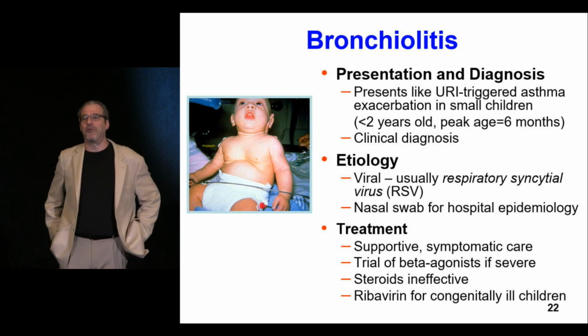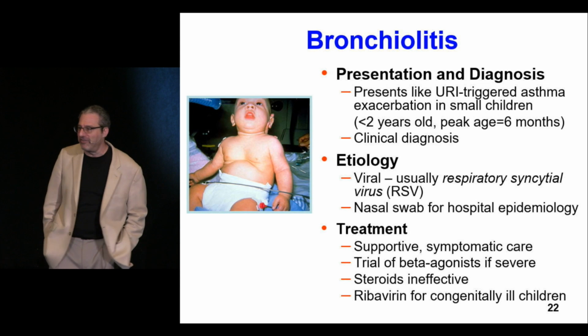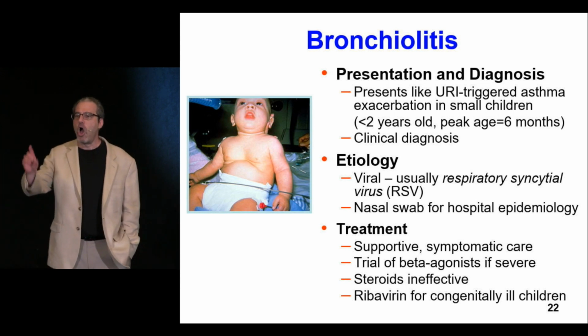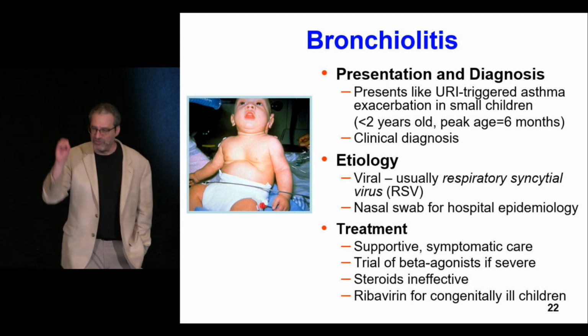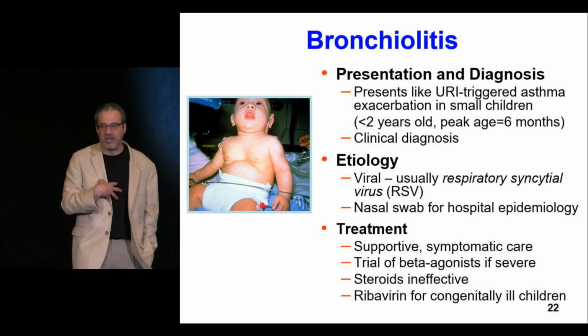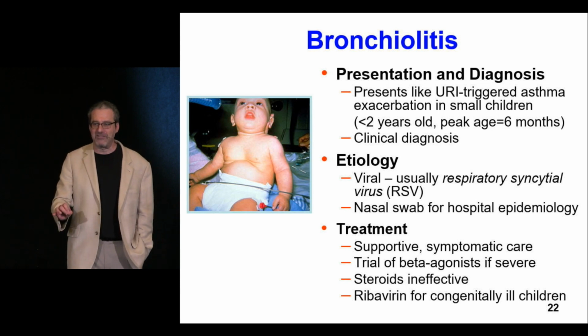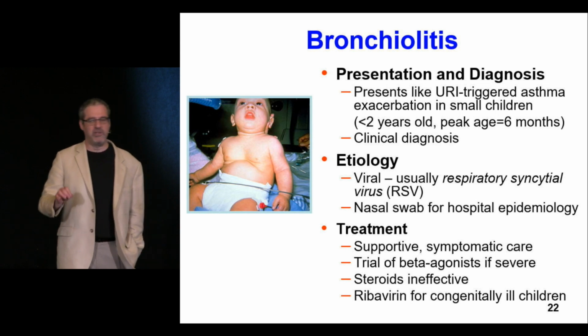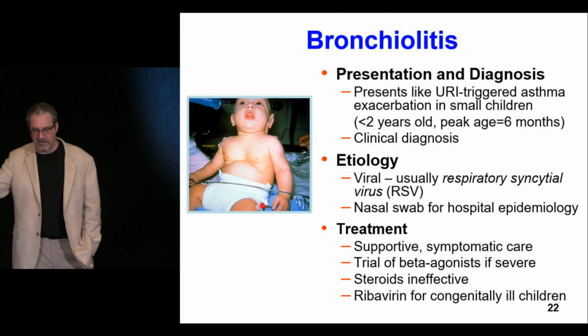And then there's this business of ribavirin. Ribavirin is this expensive agent that can be used to treat bronchiolitis, but get this, only in kids with congenital problems, in congenitally ill kids with congenital heart disease and lung disease. Yes, ribavirin, yes. The sickest normal kid in the world, no. Ribavirin is only indicated in kids with congenital disease, and sometimes that comes up.